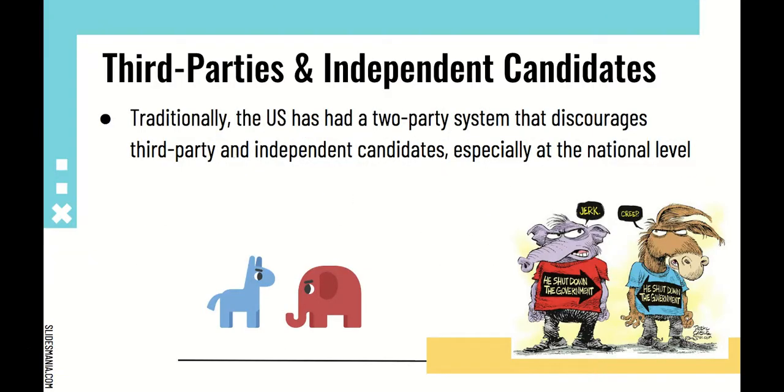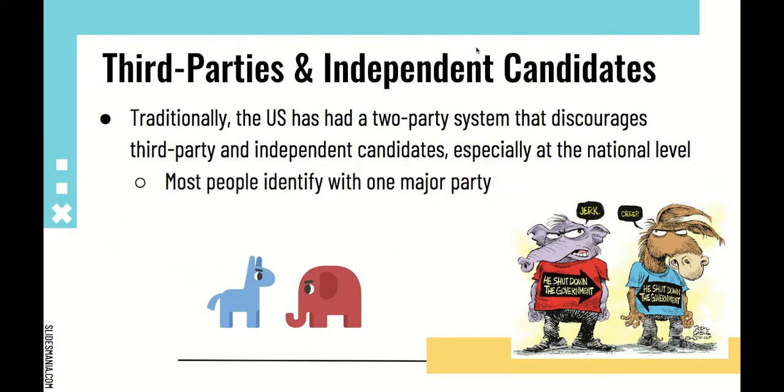Traditionally, the United States has had a two party system that does discourage third party and independent candidates, especially at the national level. And there are a couple of reasons for this. Most people are going to identify with one of the major parties, right? At a broad scale, most people are going to find that they can say, yeah, I lean more Republican, or yeah, I lean more Democrat. So most people are going to identify with one of those.